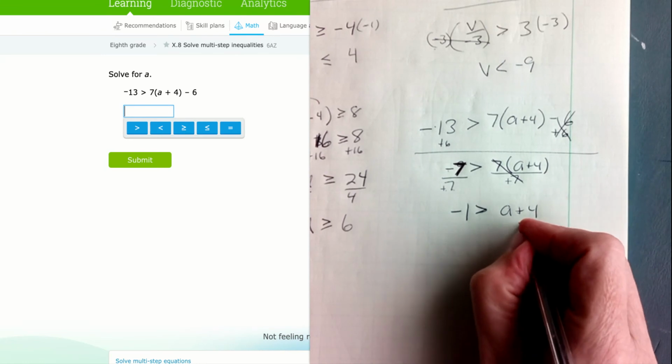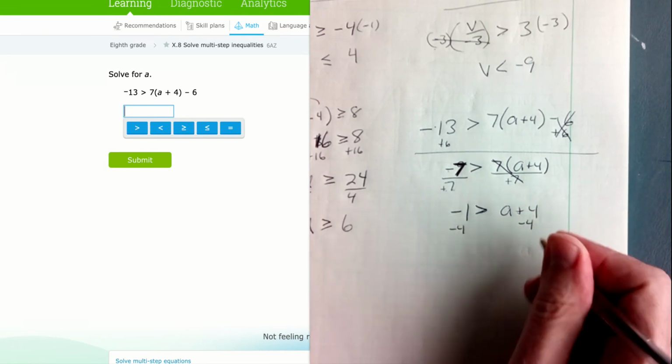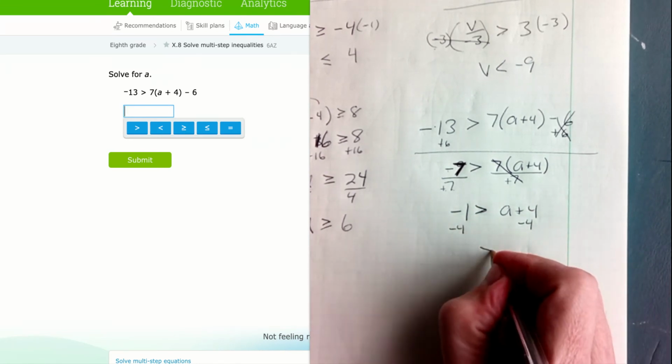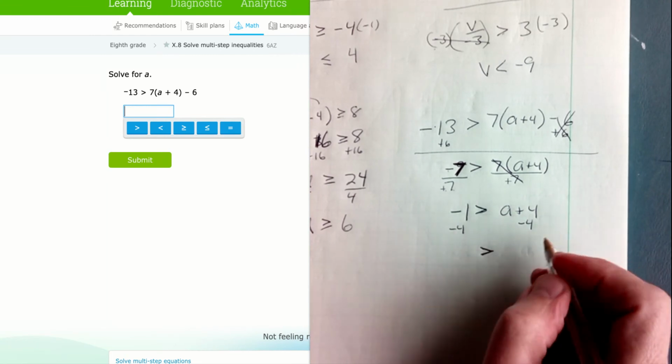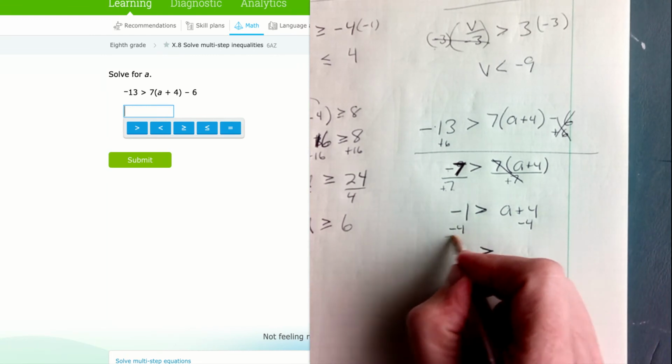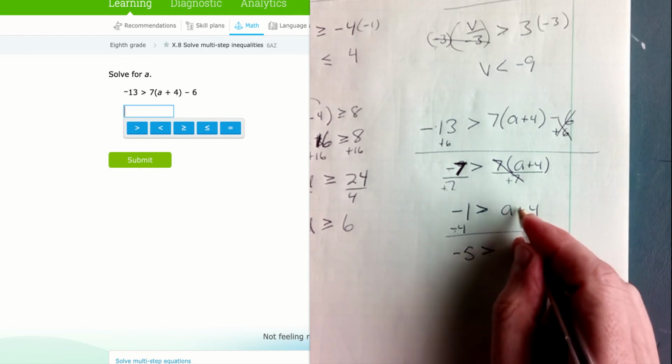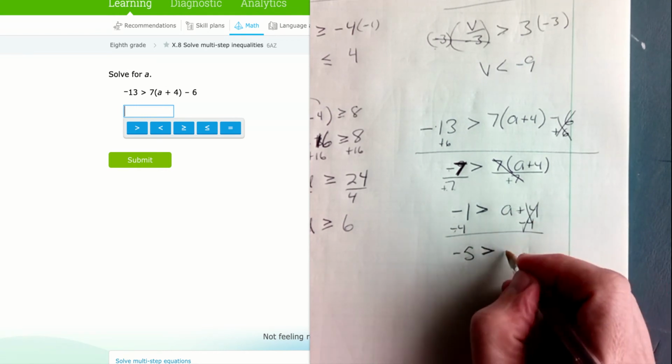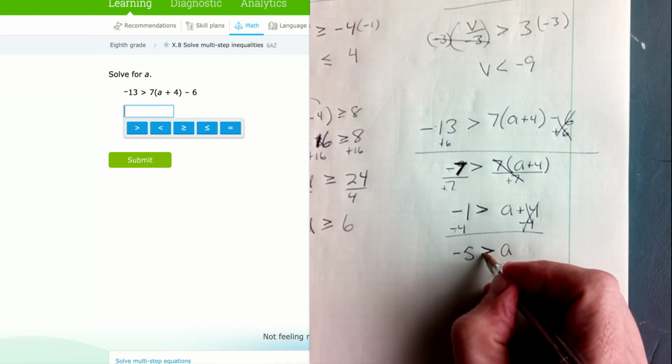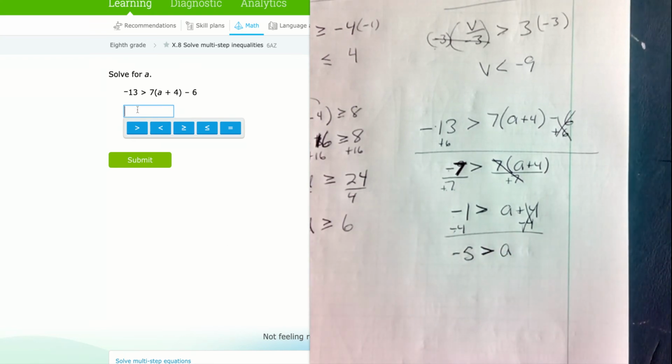Now I'm just going to minus 4 from both sides. Again, adding and subtracting never changes that inequality symbol. So that's left as a greater than symbol. Negative 1 minus 4 more is negative 5. And then the 4 and negative 4 cancel, leaving the a. So I got a is less than negative 5. And again, I believe it would be perfectly fine if you typed in negative 5 is greater than a.